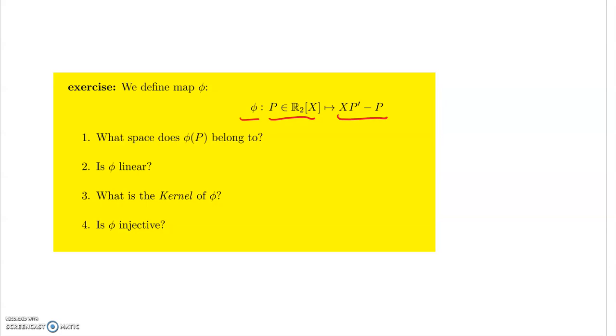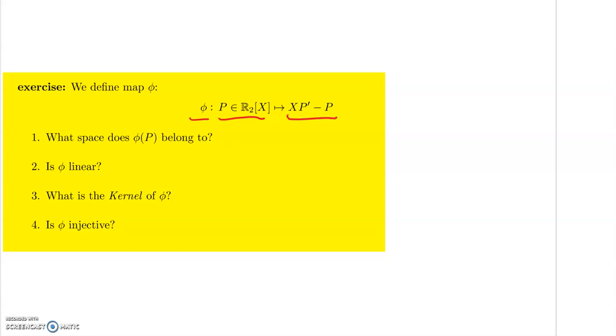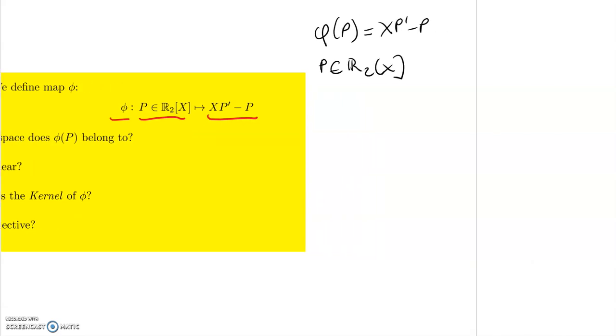Okay, the first question is just to settle things a bit. So, what space does phi of p belong to? Phi of p, we said, would give you the polynomial x times p prime minus p. And what is p? P is an element of R2 of x. That means that p itself is a polynomial of degree 2. So p can be written as p of x equals ax^2 plus bx plus c, because it's a second order polynomial.